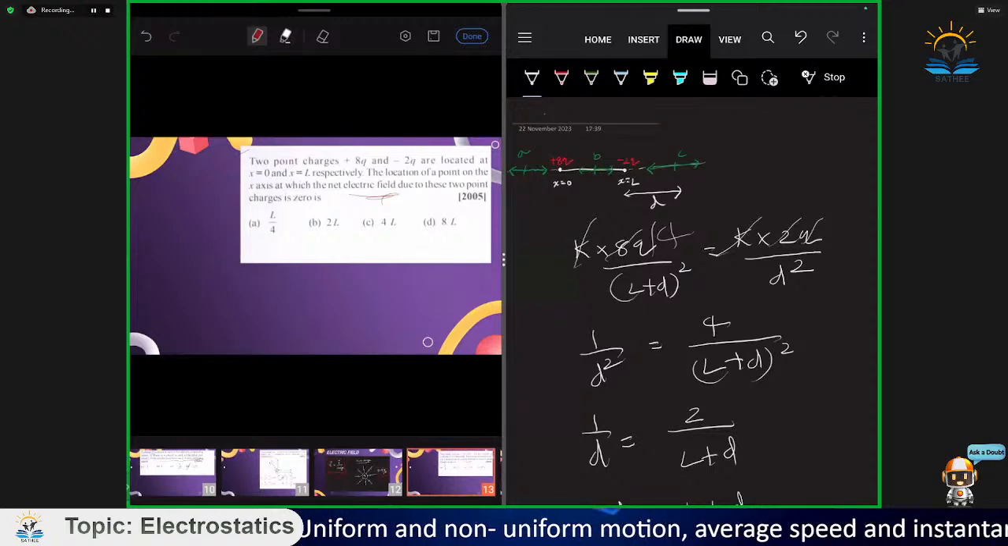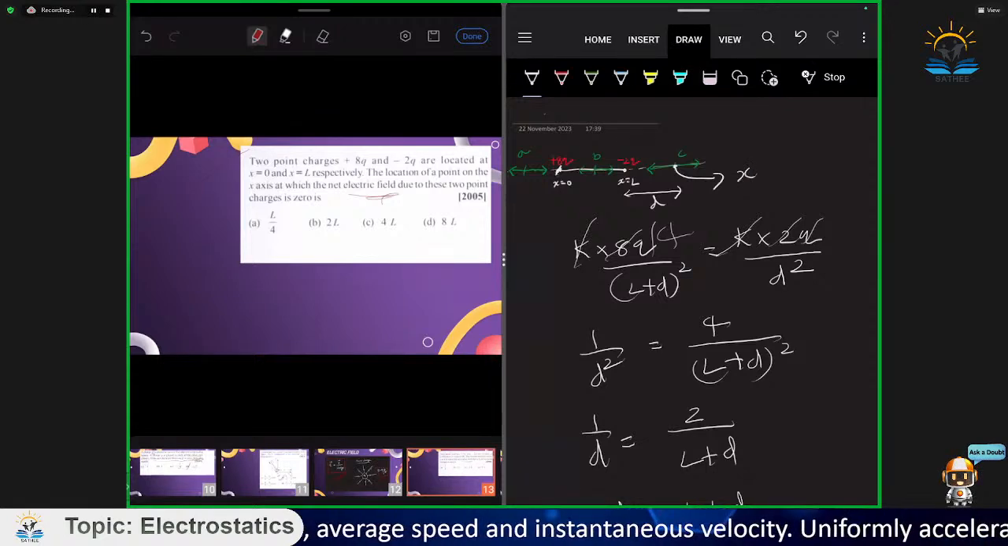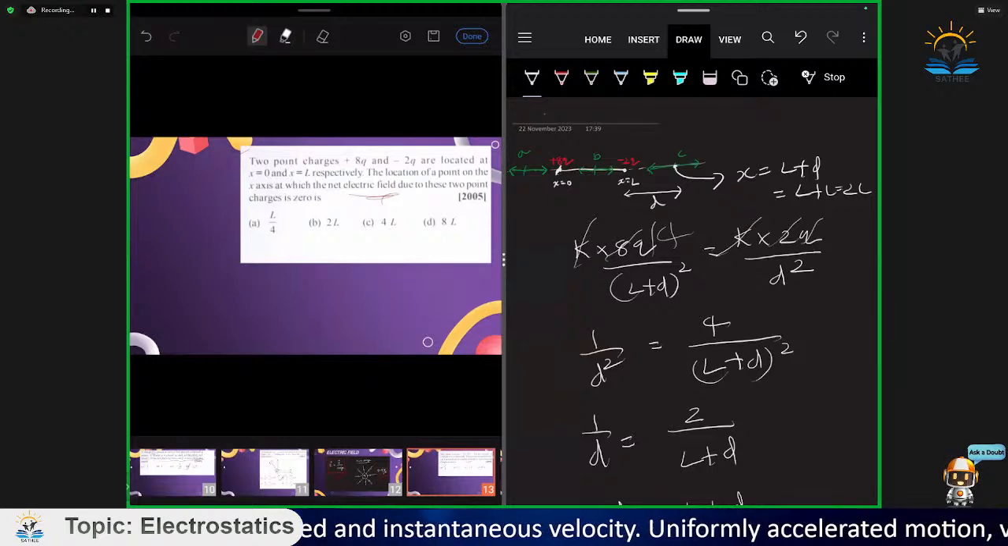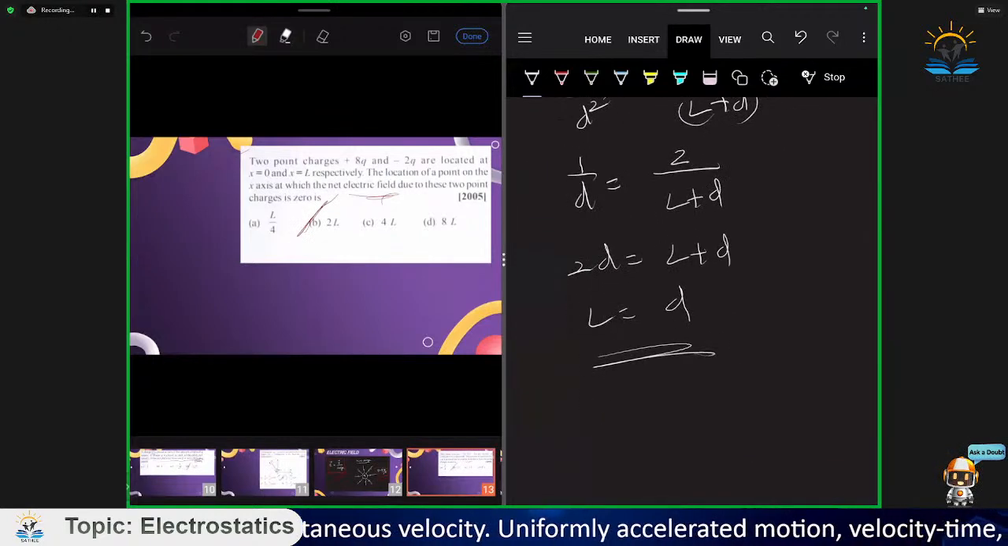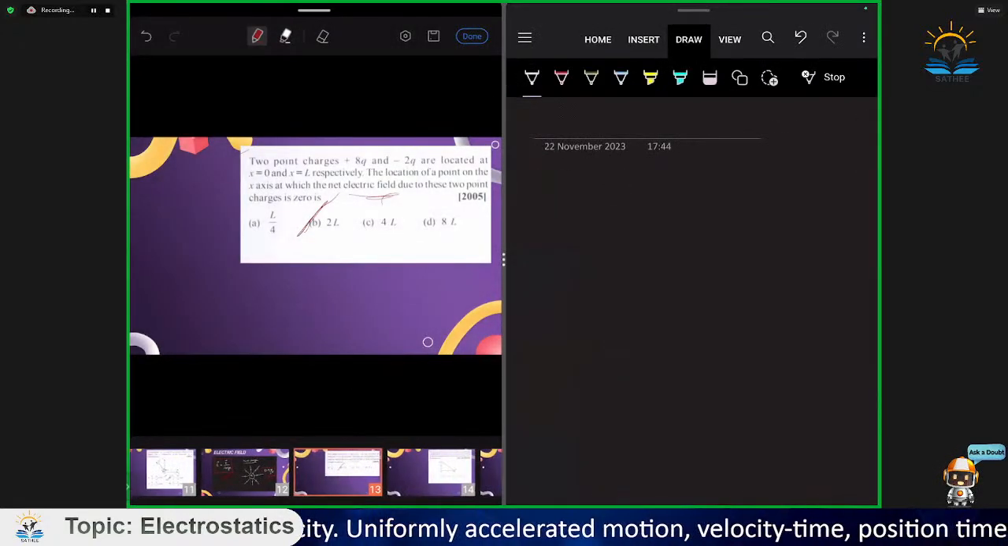What is the question? Location of a point on the x-axis where the net electric field due to these 2 charges is 0. So x is equal to 0 is here, and point C will be at x is equal to L plus D. D is also L, so L plus L, which is equal to 2L. So option B is the right answer. Easy question from electric field. Next question.